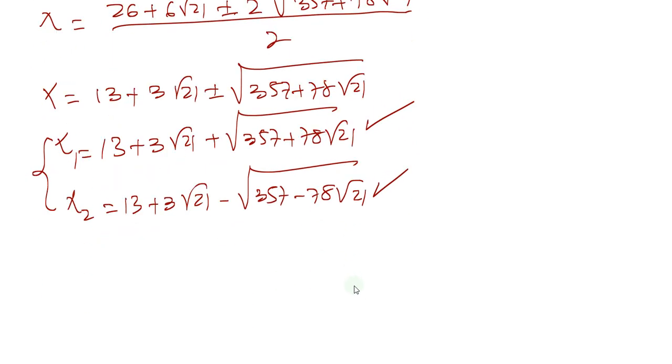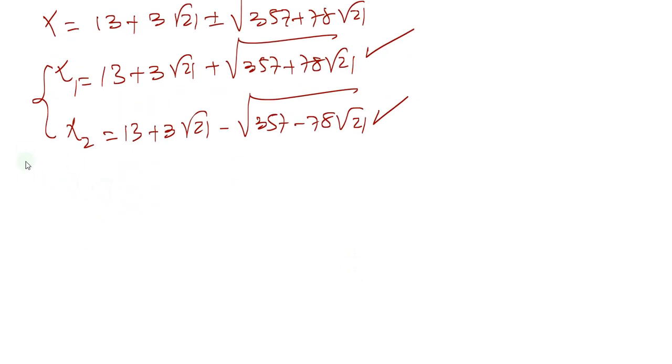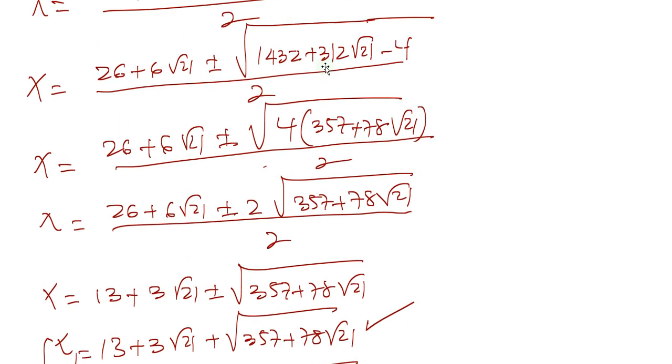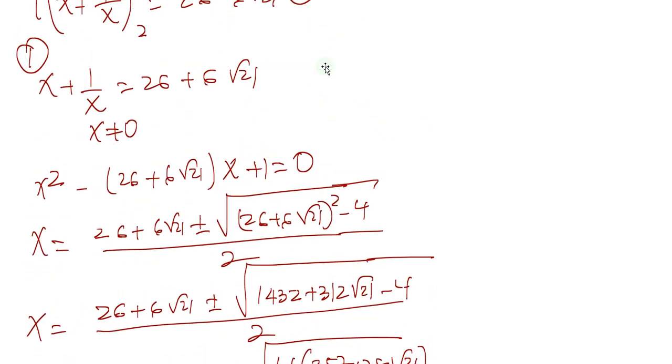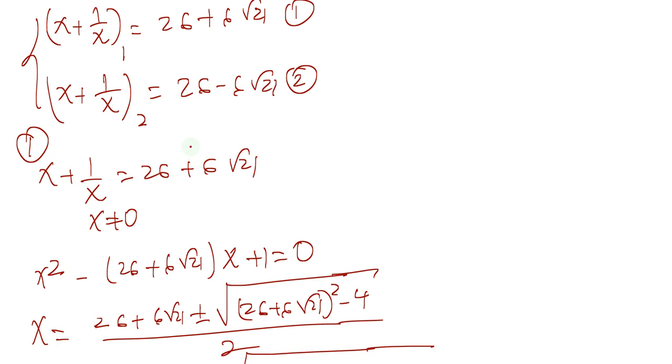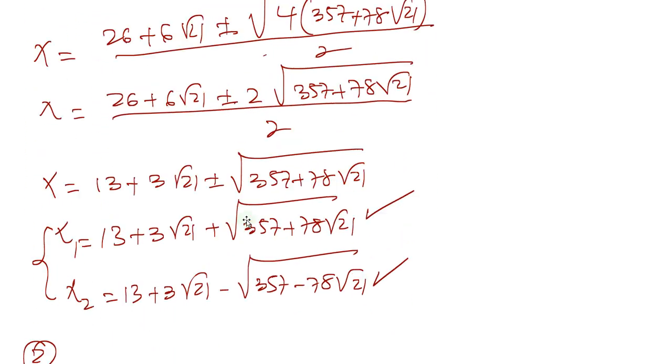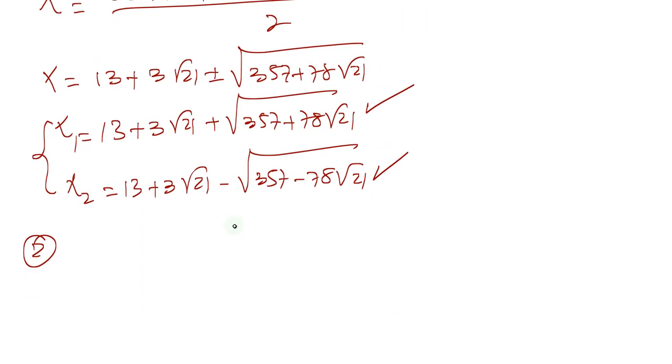Okay, and then for the second one, we have the second part here, the second equation. Let me just remember what it is, because I don't remember. The second one is this one here, right? So the difference is that we have negative here. So the second one is x plus 1 over x equals to 26 minus 6 square root of 21, right?